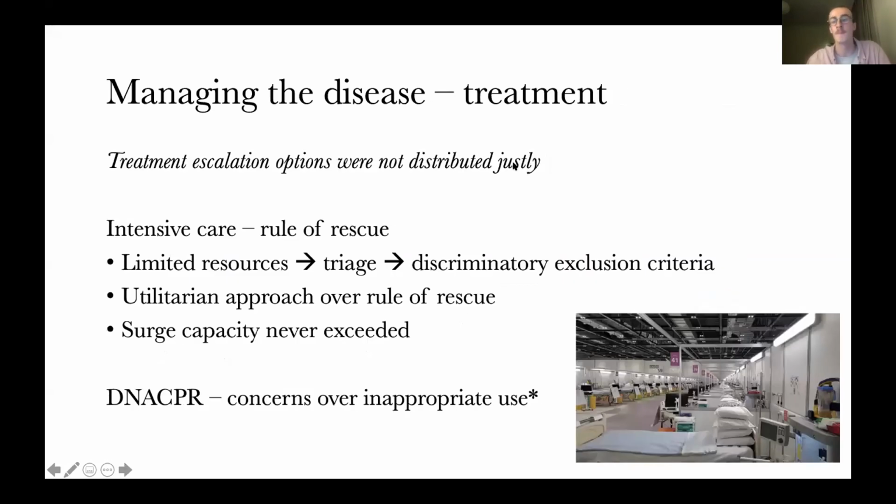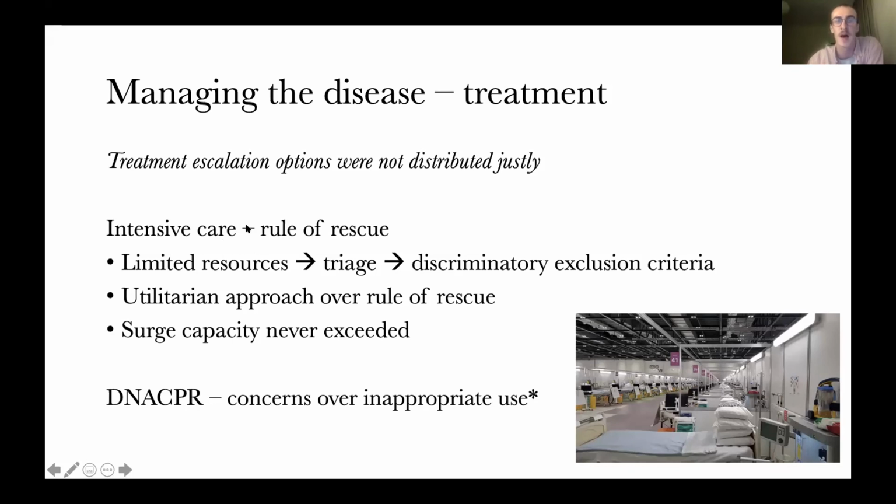So what I'm going to argue here is that treatment escalation options were not distributed justly among our population. And that left various groups basically being unfairly treated by some of the policies we followed. And the first one I'm going to talk about is intensive care. That's obviously got thrown into the limelight as the top of the treatment escalation ladder for patients with COVID.